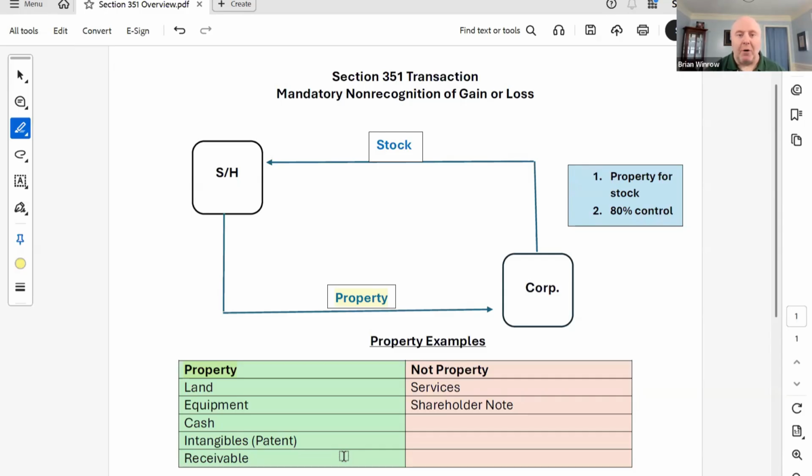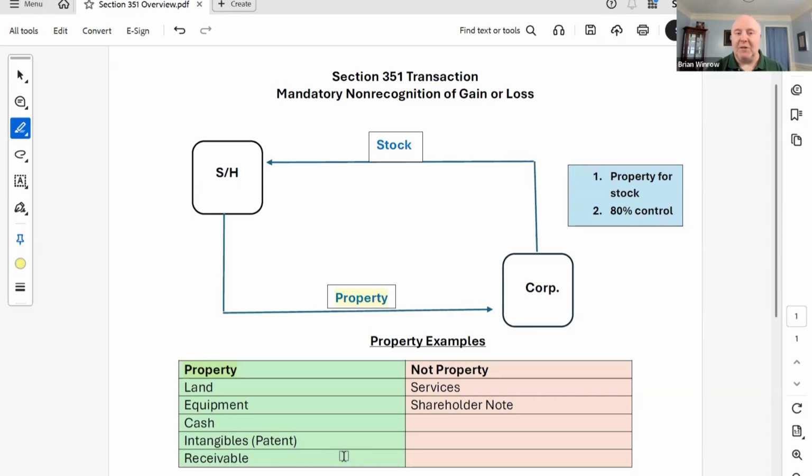So property is pretty broadly construed here. There's a few things that don't qualify. One of the biggest ones is services. If somebody is contributing their services, so they say they're a CPA and they're spending the first year just doing the books, getting everything set up, and the fair market value of their service is $100,000, and they receive $100,000 of stock, that would be an example of services for stock. What will happen in that situation is our shareholder is going to go ahead and recognize ordinary income.